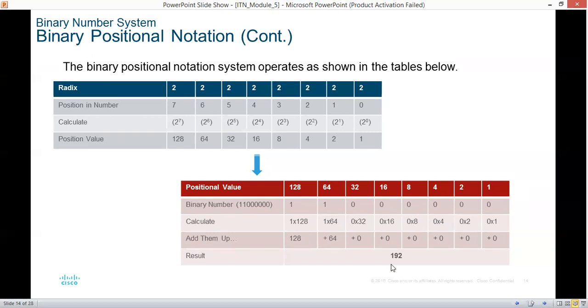How many ones? Here we have 1, 1, 1, and then the remaining bits are all zeros. That's 224. Thank you very much. So it means that if you're converting 11100000 to decimal, it is 224. So that's how we do the conversion.